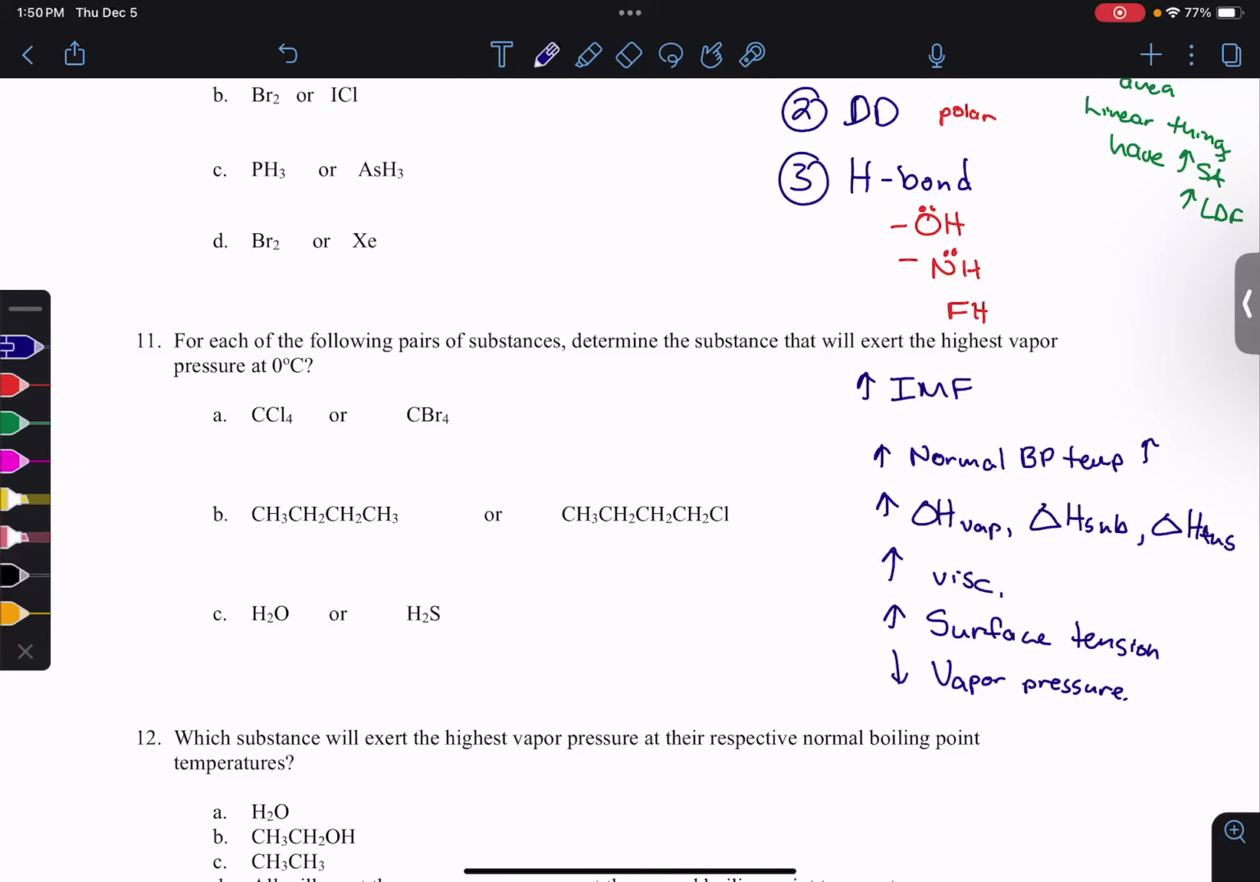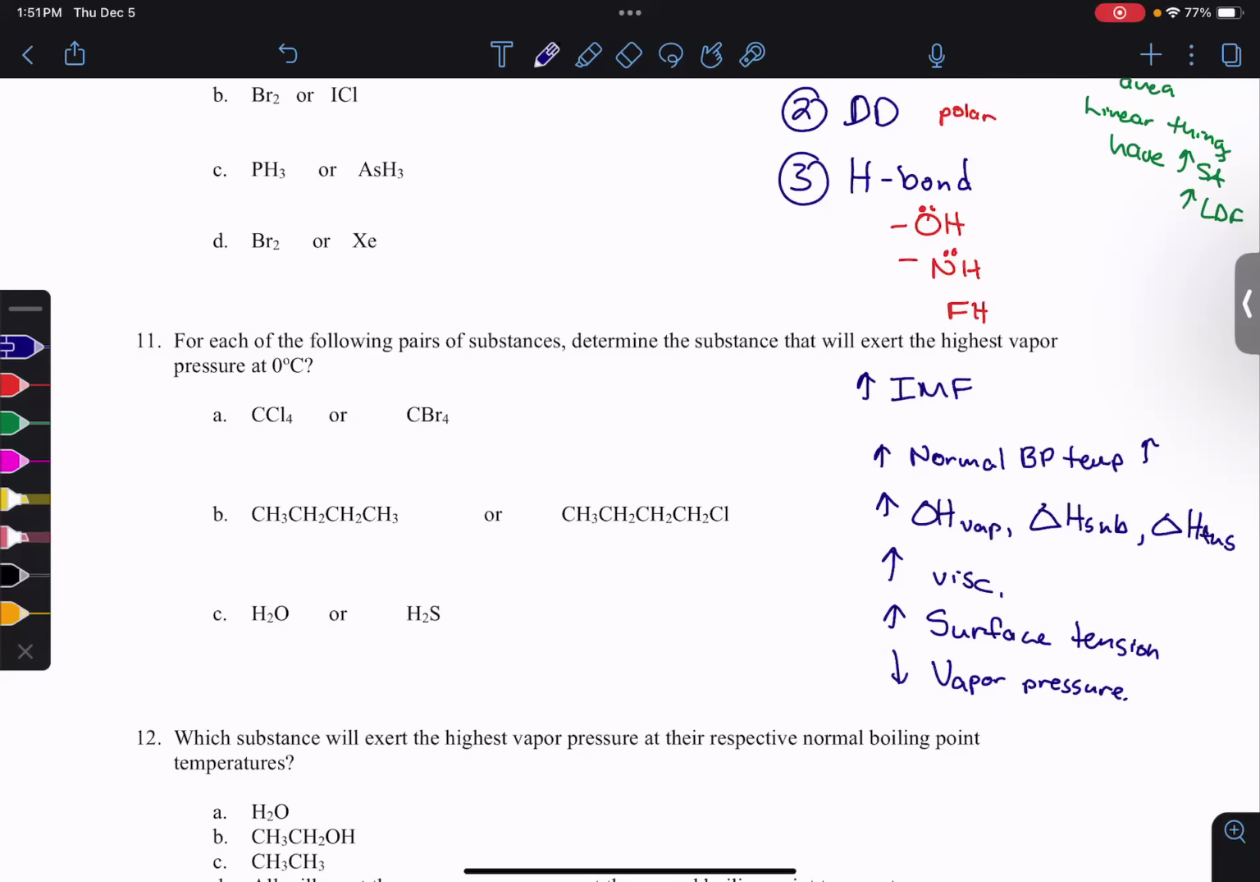So acetone, which is what nail polish remover is, has low intermolecular forces. It has a high vapor pressure. So we say it has a high volatility, versus things like water. Does water smell like anything? No. Water has a very low vapor pressure at room temperature because it has very high intermolecular forces.